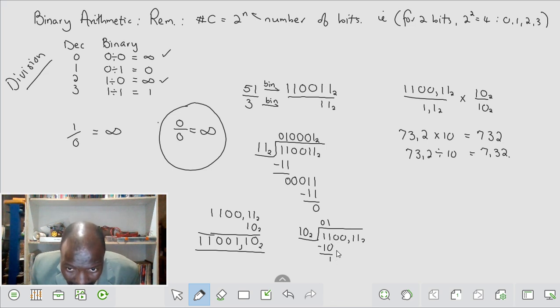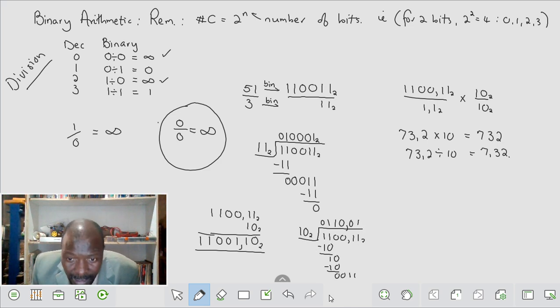Now we bring down the 0. It's the same, so it will give us a 1. 1 times that, we subtract, and it gives us a 0. We bring in that 0, and it says 0. Now there is our comma, so we place our comma, we bring down the 1, and obviously it can't go in. Then we bring that one down, and now it's going to go in once.